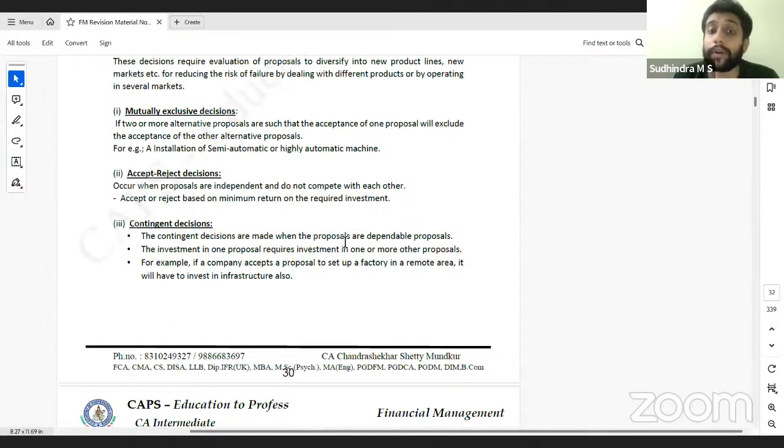Contingent decisions are made when proposals are dependent proposals. Investment in one proposal requires investment in one or more other proposals. If a company accepts a proposal to set up a factory in a remote area, it will also have to invest in infrastructure there, right? Because nothing will be there. So from scratch, they have to invest. So it is a contingent decision.